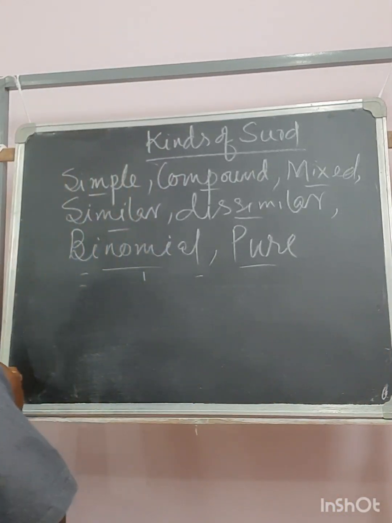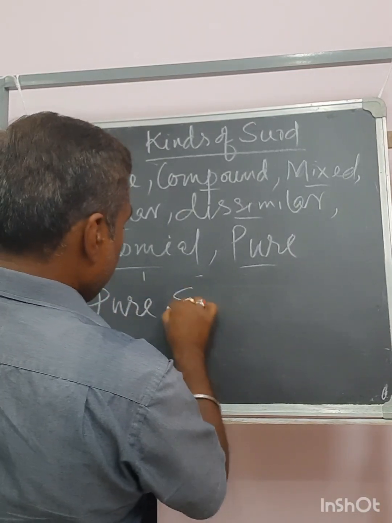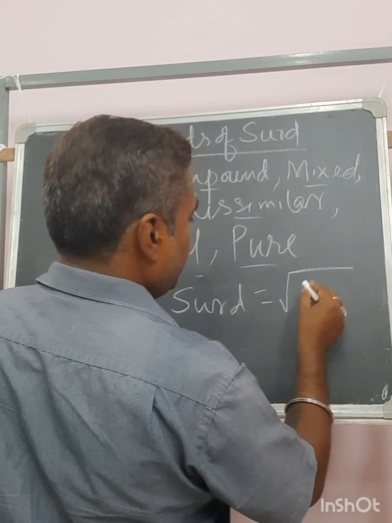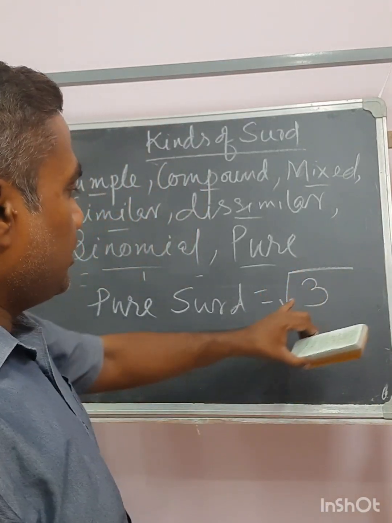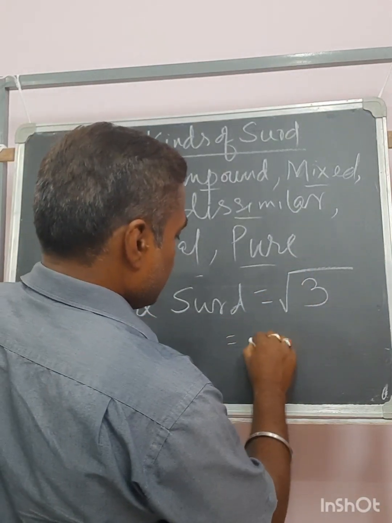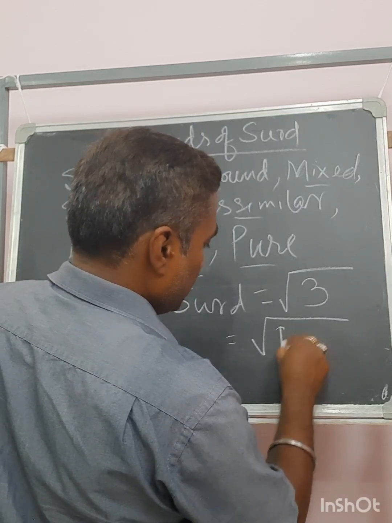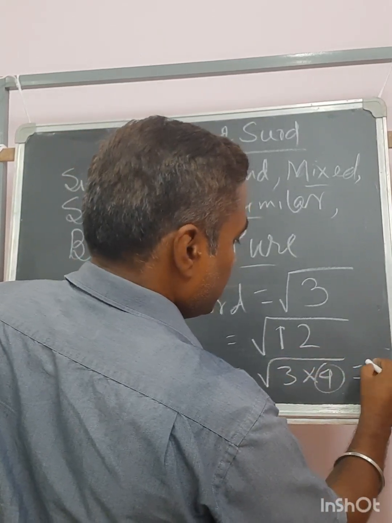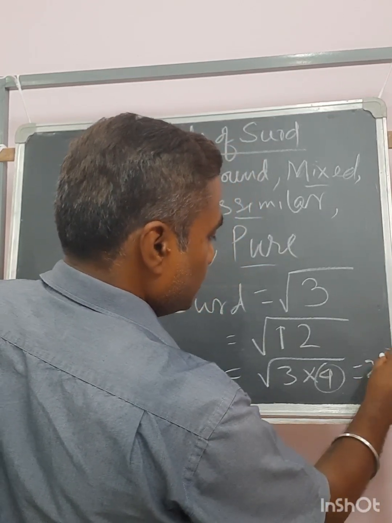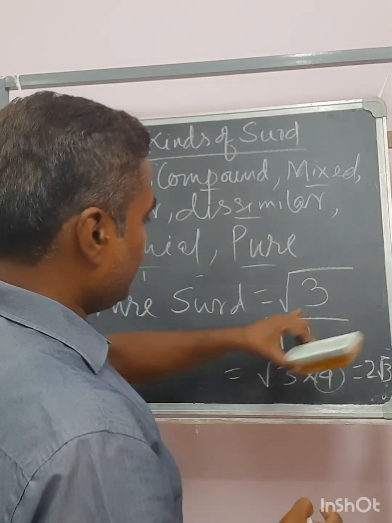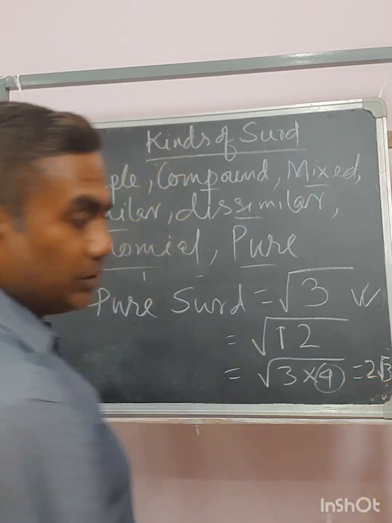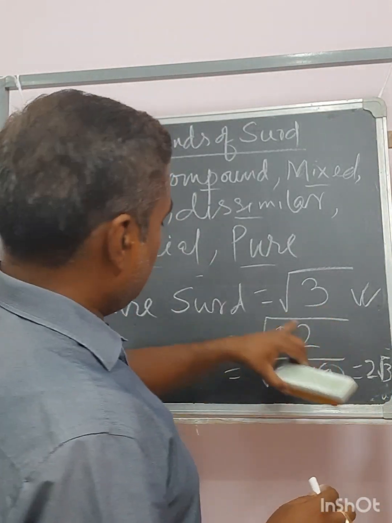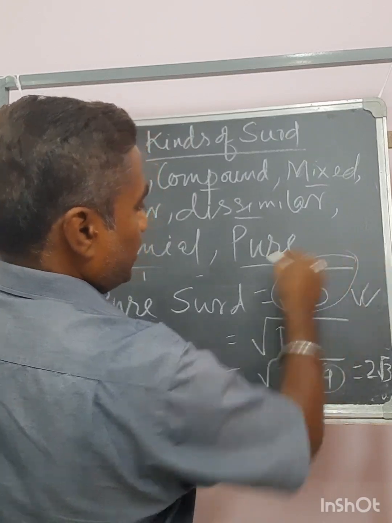And the last one is pure surds. Pure surd is similar to the simple surd, but it is purely a surd. If I write root 3, it cannot be a mixed surd. If I write, let's say, root 12, that would give 3 into 4, whereas 4 will come out as an integer, bringing a 2 outside the root, and 3 will be there. So this is not a pure surd. The pure surd is root 3 only. So 2 root 3 is not a pure surd. It is a mix of integer and surd, so it is a combination surd. This kind of surd is called pure surd, where only a surd will be there in the term.